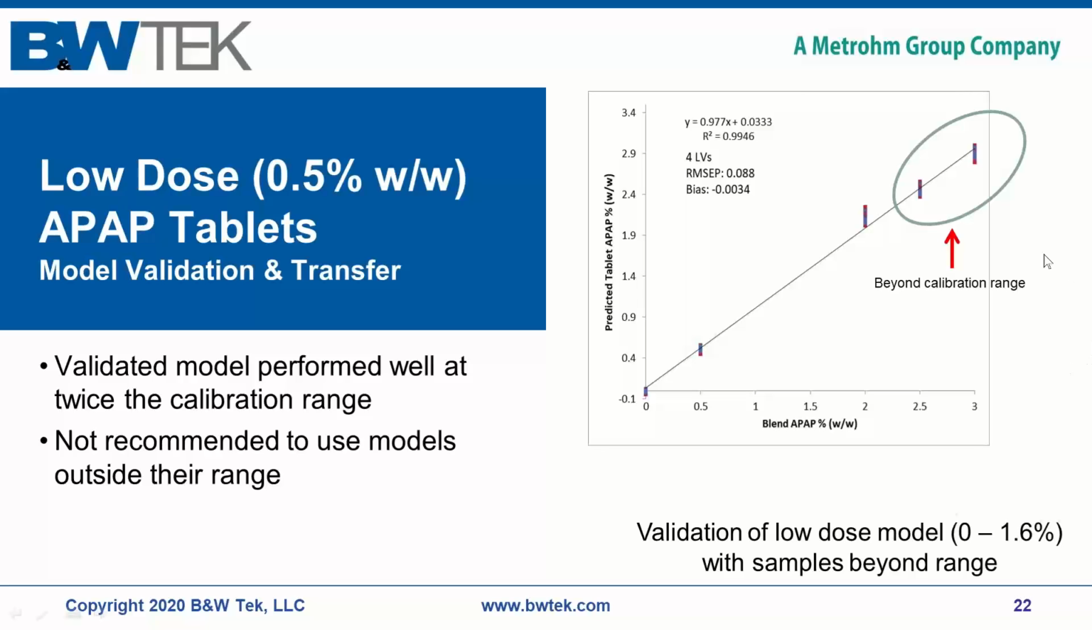If we were going to be running samples at the higher range, we would want to use our wider range calibration model. But as our target is actually at the 0.5%, we are using the model spanning from 0 to 1.5% of our APAP.